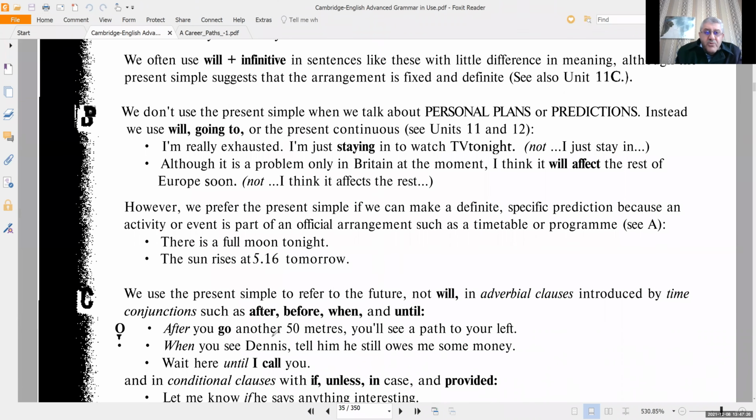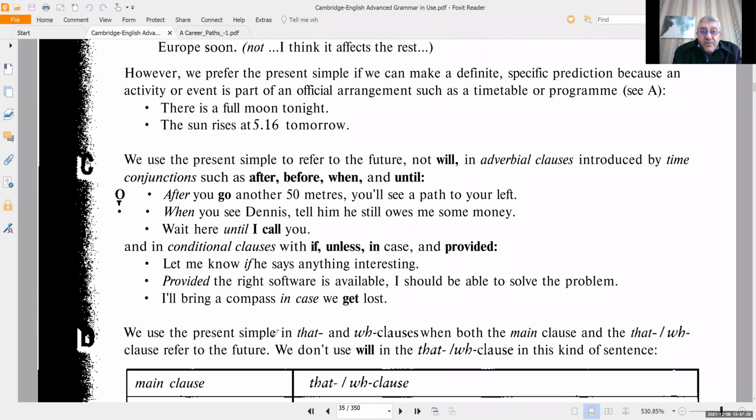إذن في C we use the present simple to refer the future not will in adverbial clauses، في العبارات الظرفية التي تستخدم فيها الوقت اللي هي مثلا after before when إلى آخره. After you go another 50 meters you will see a path to your left. After you go another 50 meters بعد ما تقطع 50 متر you will see ستشاهد a path to your left، ستشاهد طريق على يسارك. هنا لأنه هناك ترتيب زماني after و before إلى آخره.